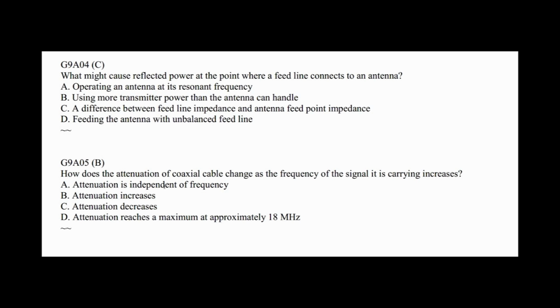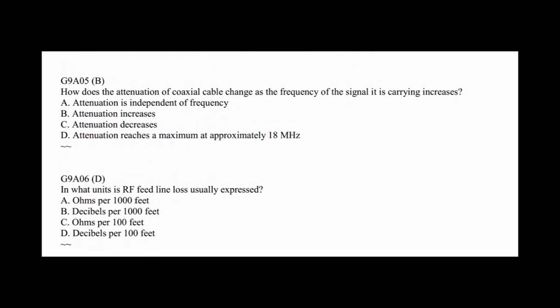G9A05. How does the attenuation of coax cable change as the frequency of the signal it's carrying increases? Well, as you go up in frequency, the loss increases. So it's B, attenuation increases. The higher the frequency, the more the loss.